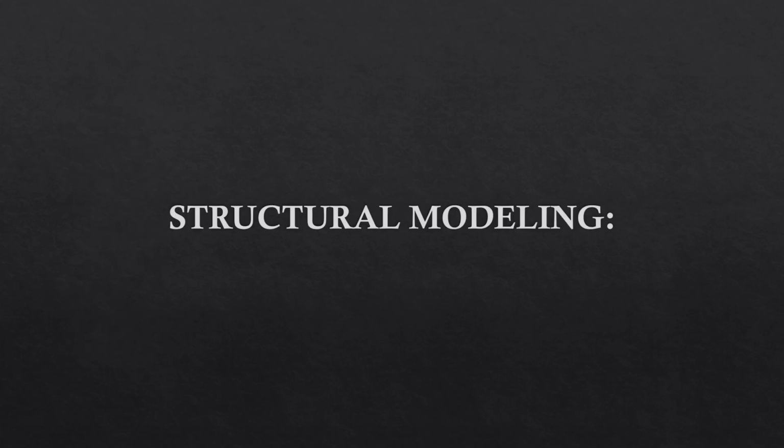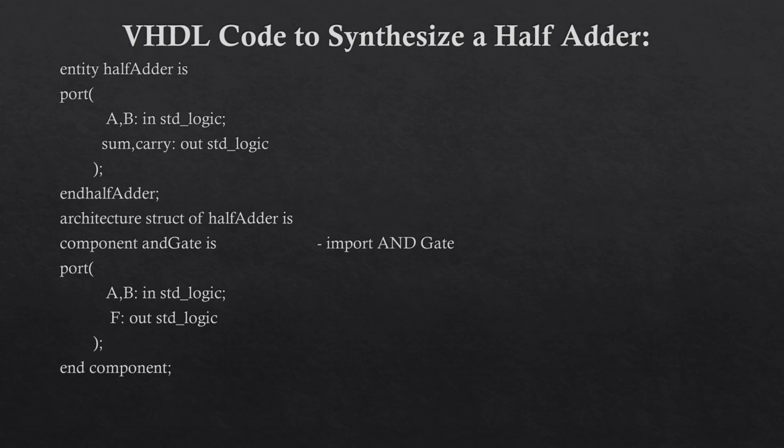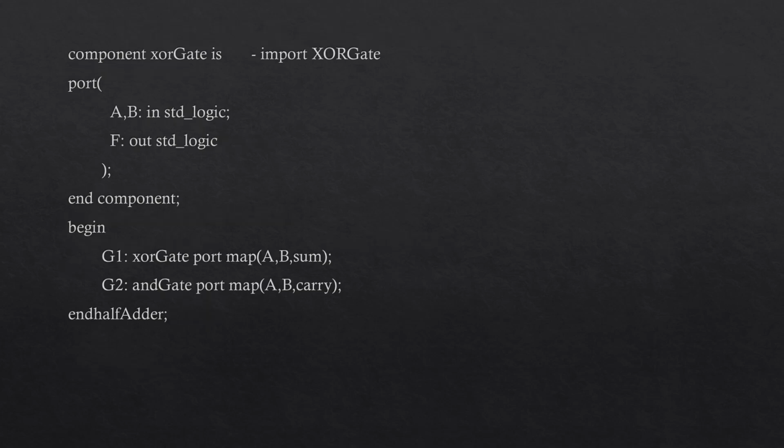Next we move on to the final modeling type, which is the structural modeling. So once again here we declare our entity half adder, which is the usual thing. We declare the inputs, standard logic inputs A and B, and the standard logic outputs sum and carry, and there we finish the declaration of our entity by using the syntax end half adder. Next we move on to the architecture of the half adder, where we import an AND gate, and we also declare what our input and output of our AND gate would be. So we have considered A and B as our input of the AND gate and F as the output of our AND gate, and there we end our component.